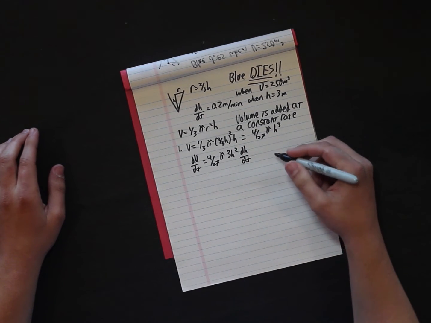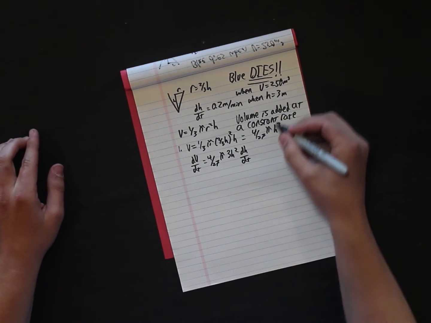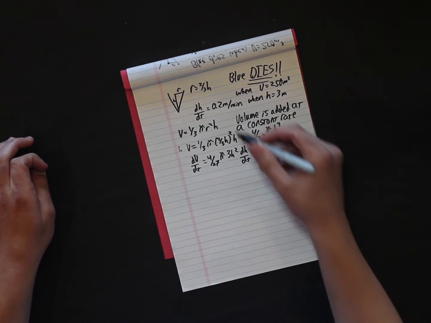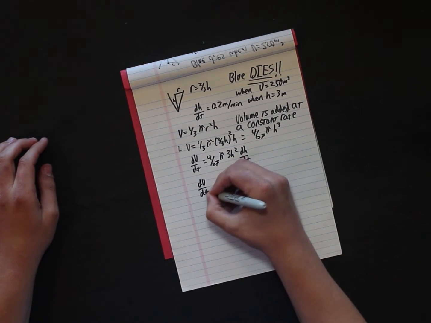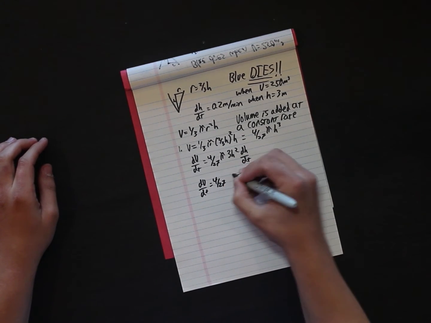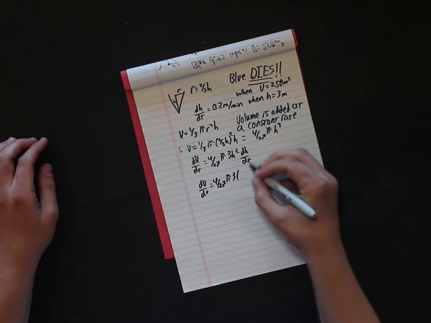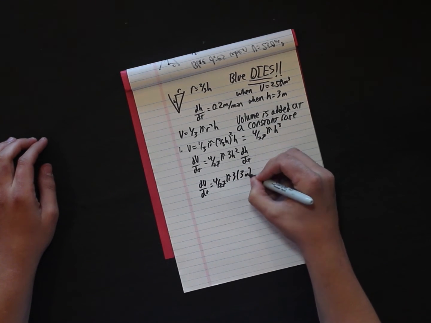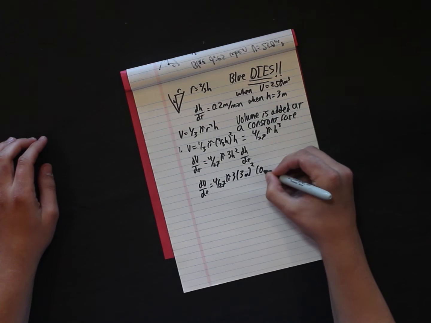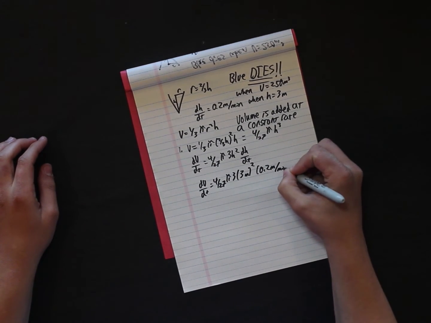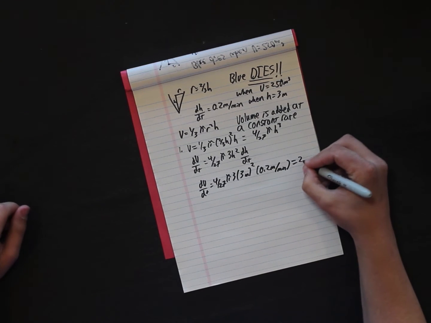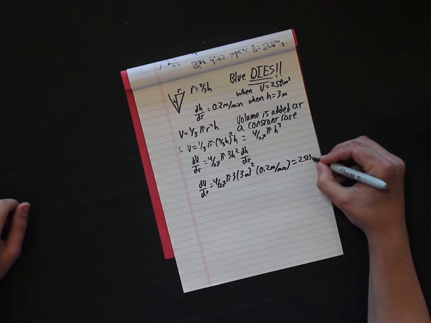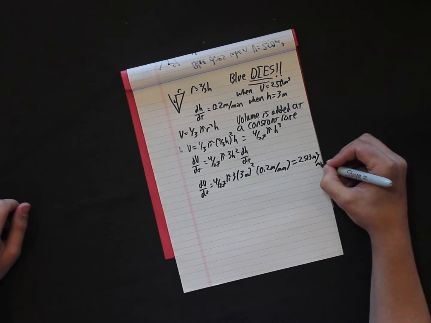So now we plug in what we have, which is height is equal to 3 meters, and dh/dt is equal to 0.2 meters a minute. So we find that dV/dt is equal to 4/27 pi (3 meters) squared times 0.2 meters a minute. And what we get is that dV/dt is equal to 2.513 meters cubed per minute.